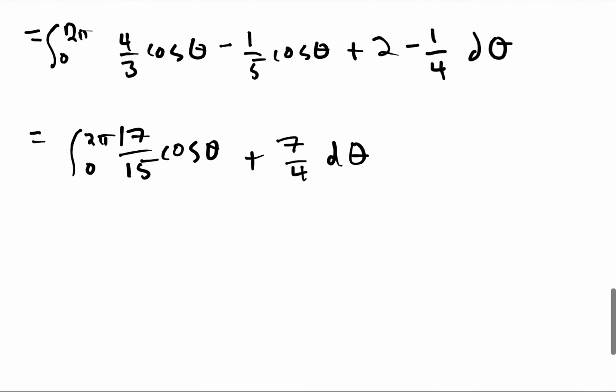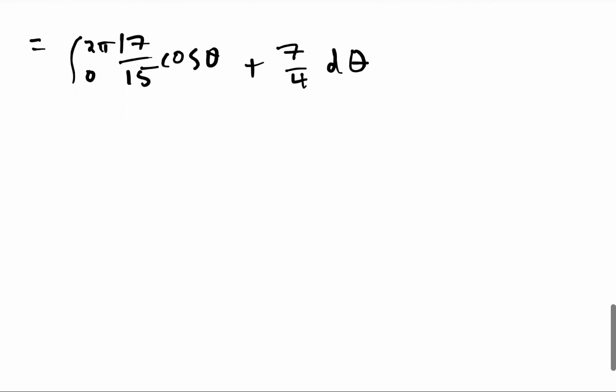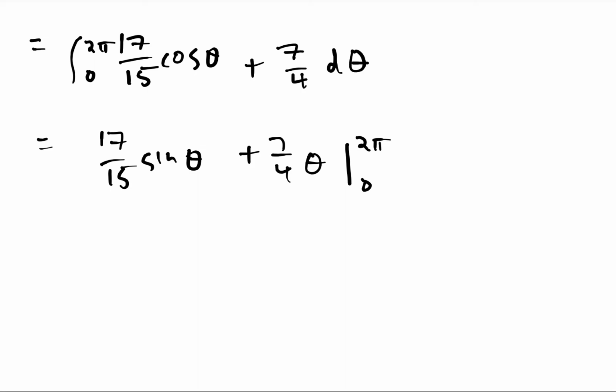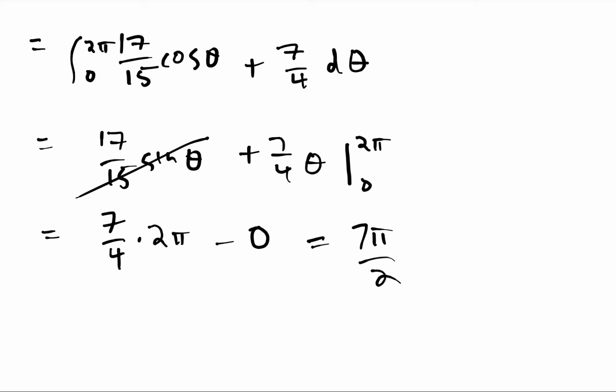And then this is a single variable integral, so this is a standard calculus 1, calculus 2 problem, okay? At this point, you should be getting 17 over 15 sine theta plus 7/4 theta evaluated between 0 and 2 pi. Well, both of those angles are technically the same, so when you plug them into this first term, that's going to drop off. This is ultimately going to turn into 7/4 times 2 pi minus 0, or you should end up with 7 pi over 2. Okay.